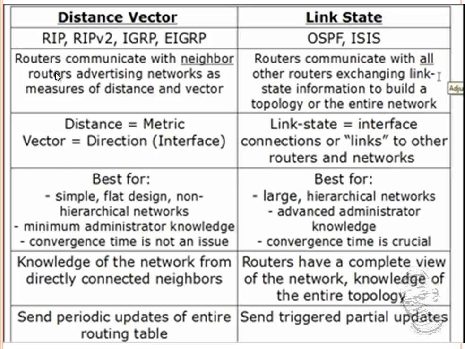Again, if you go to the other line, you see these distance vector protocols. Routers communicate with neighbor routers. This is the whole concept of the distance vector routing protocol versus the link state protocols, where protocols like OSPF and IS-IS have a complete topology of the entire network. Whereas with distance vector, they communicate with their neighbor routers in order to get routing information. As well, these distance vector routing protocols use measures of distance and vector.